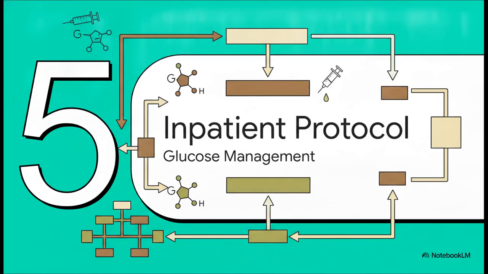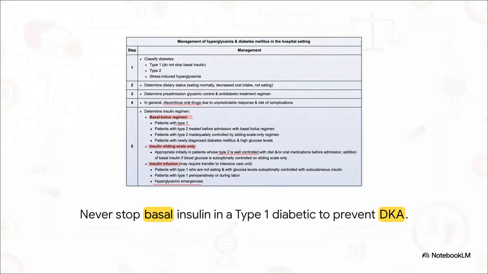Section 5. Inpatient glucose management protocol. Getting into the hospital protocol, it demands you classify the diabetes type, evaluate illness severity, and figure out their dietary status. Are they eating normally, eating less, or strict NPO? Most hospitalized patients are going to have their oral drugs stopped entirely, but listen closely. Never stop basal insulin in a type 1 diabetic patient, no matter their dietary status. You have to keep it going to prevent DKA.